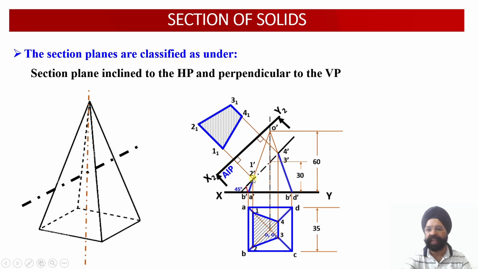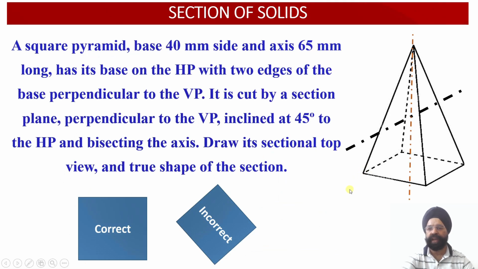So let us now read out the statement and work out the projections from scratch. We are given a square pyramid having a base of 40 millimeter side and axis height equal to 65 millimeter. It is resting on its base on the horizontal plane. So the top view of the square base will be obtained onto the horizontal plane.